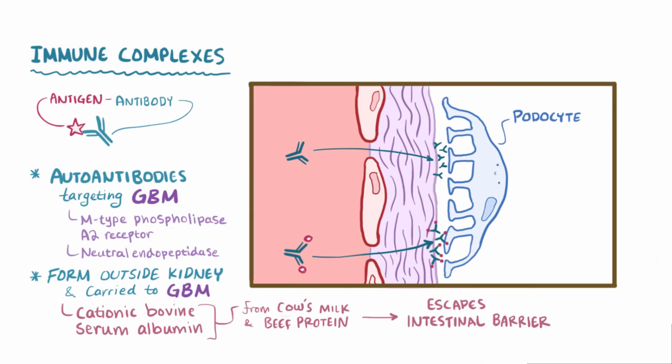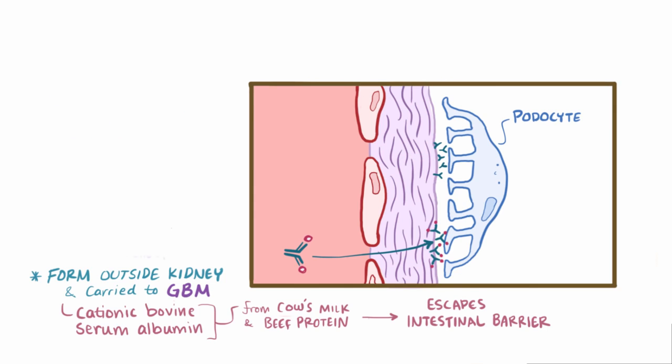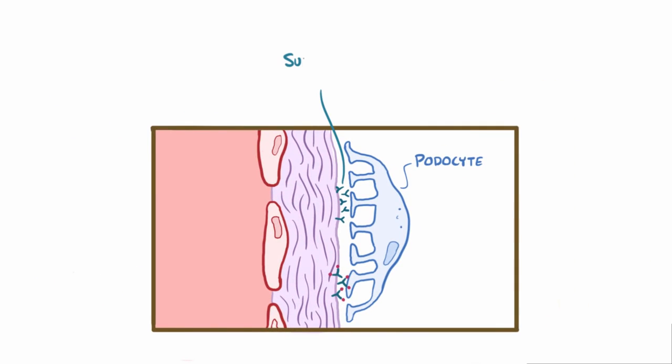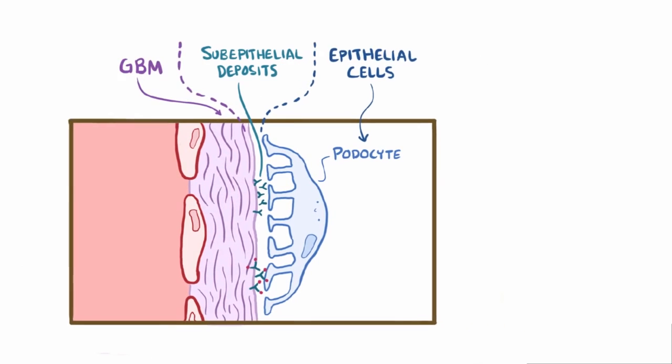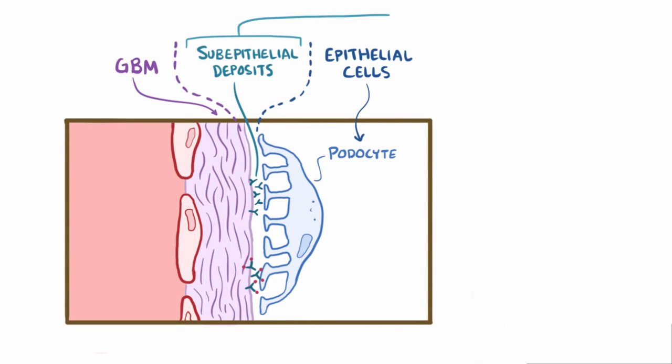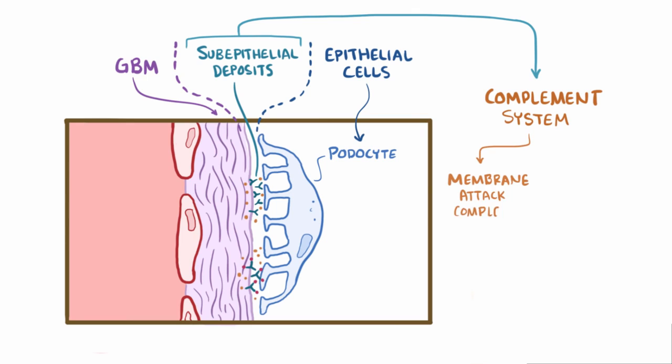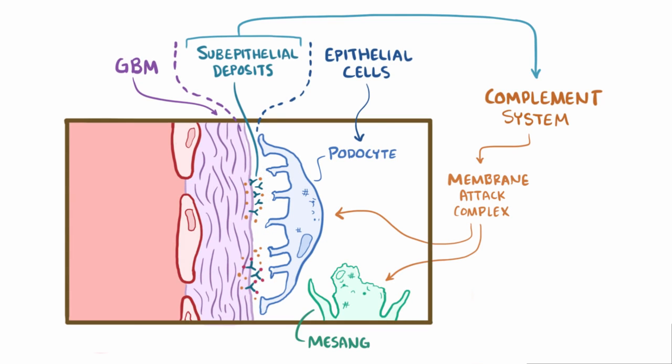Whether they bind directly to the GBM or come from somewhere else, these immune complexes are called subepithelial deposits because they're sandwiched right between the epithelial cells, or podocytes, and the GBM. These subepithelial deposits are thought to activate the complement system, which is a cascade of enzyme activation that ultimately produces the membrane attack complex, which directly damages both the podocytes as well as mesangial cells, which are the cells that work to remove trapped residue and debris.